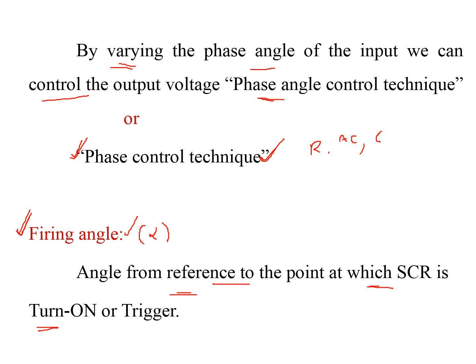By using a waveform, I am going to explain the concept of firing angle. Suppose this is a waveform regarding the output of a rectifier. This is the reference, and consider that at this point the SCR is in the on state. This duration from 0 to point A is called the firing angle, denoted by alpha. That is the concept of phase angle control technique and firing angle.